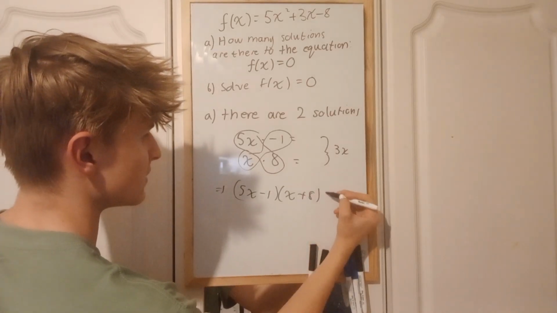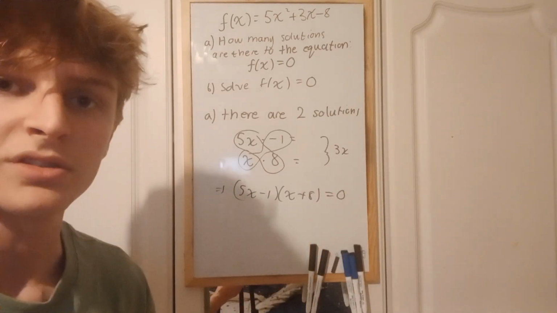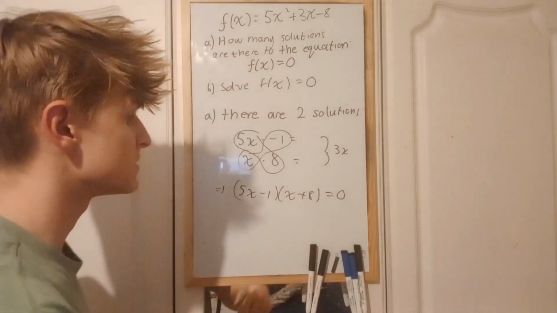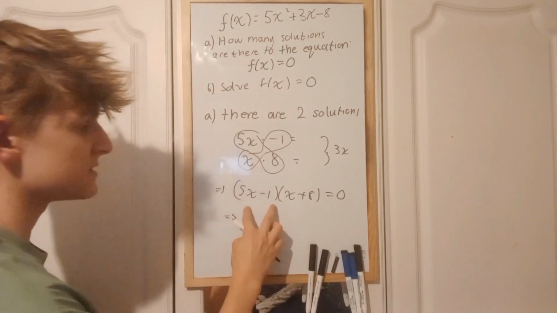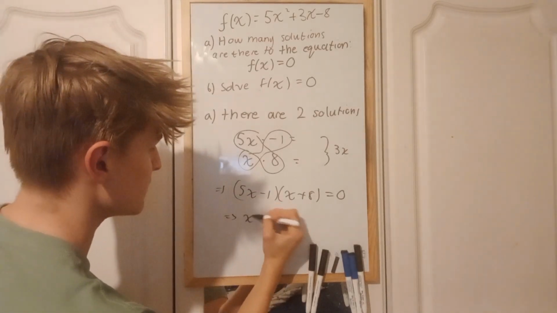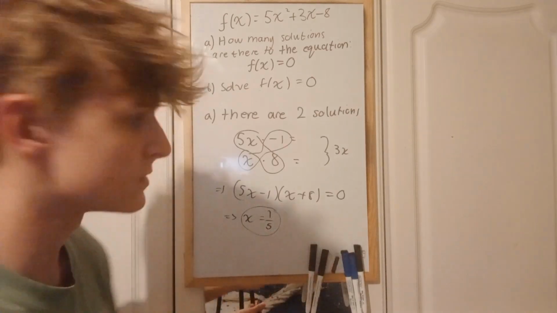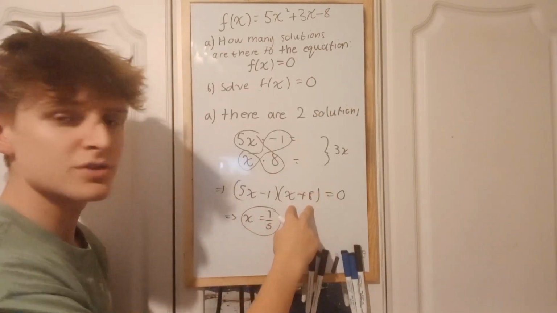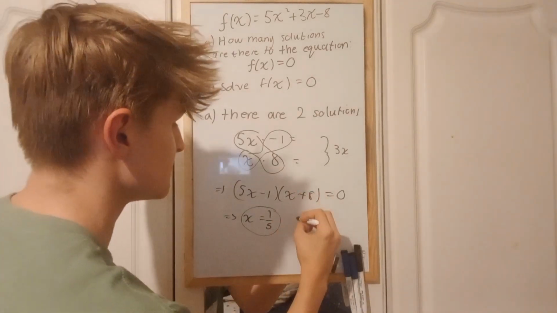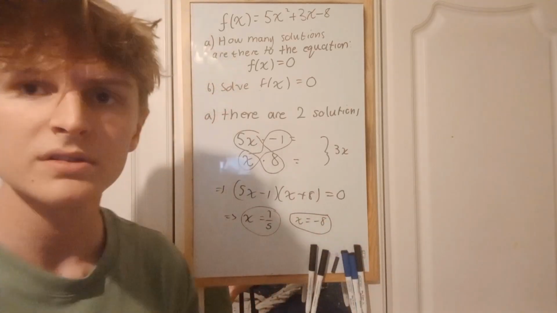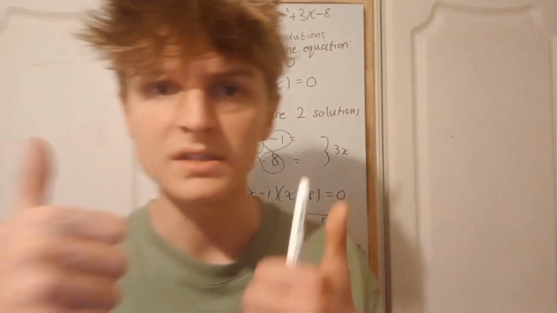And then if we set that equal to 0, now we can just do the basic factorization, we think, okay, either this or this is equal to 0. So if this is equal to 0, then x equals 1/5. That's our first solution, or root of the function, you could also say. And our second solution will come from this bracket. If this is equal to 0, then x equals negative 8. So boom, there are our 2 solutions to the quadratic, nice and easy.